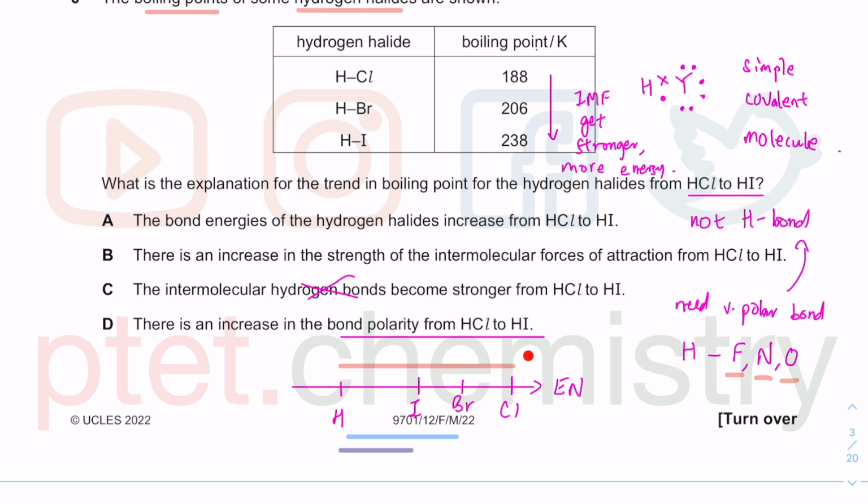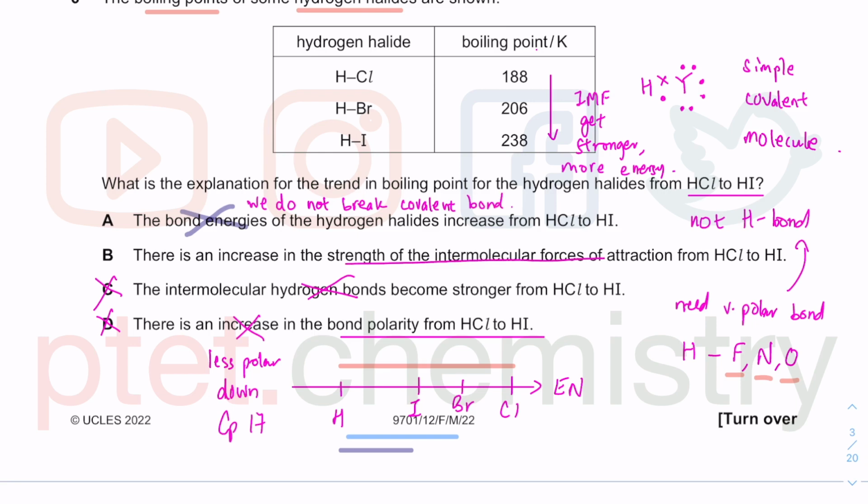So it can't be due to the increase in bond polarity, because the bond is actually becoming less polar going down group 17, if you follow that simple line diagram which I've drawn, not to scale, just to show the representative effect. In terms of the bond energy, that is definitely wrong, because we do not break covalent bonds. We are not doing thermal stability. We are talking about boiling point. So we are just breaking the weak intermolecular forces.